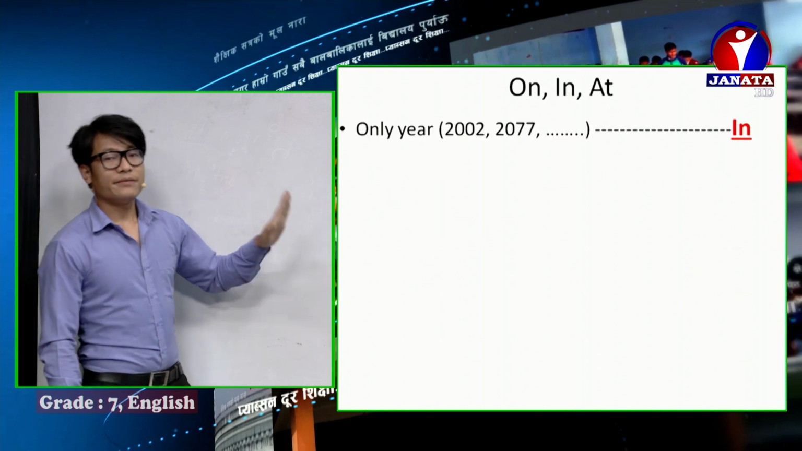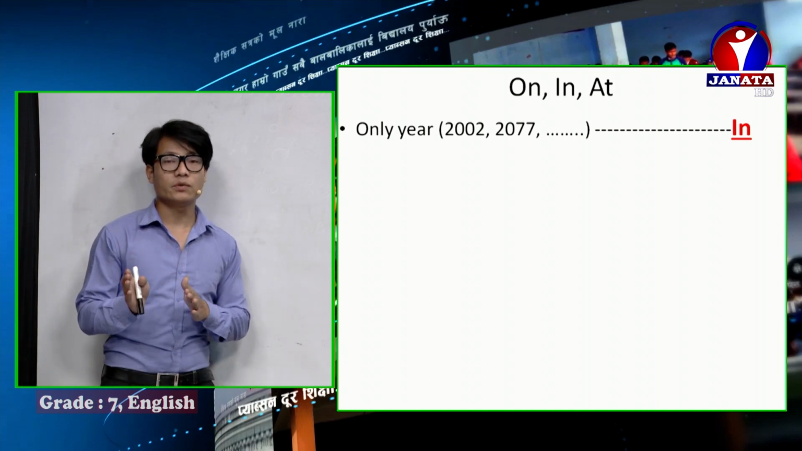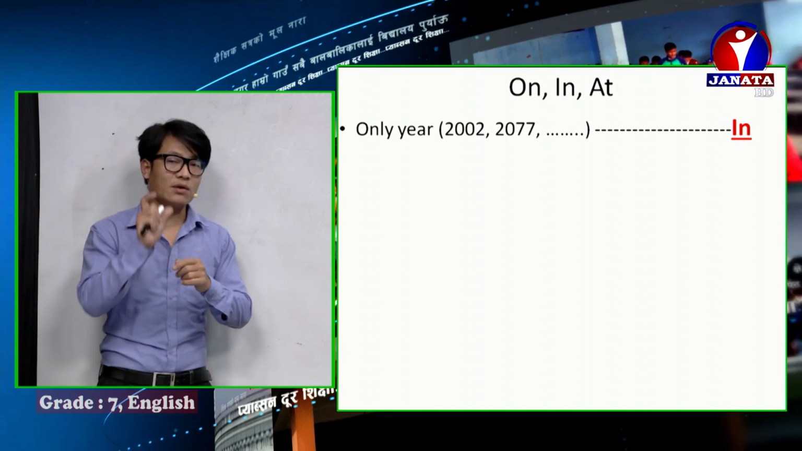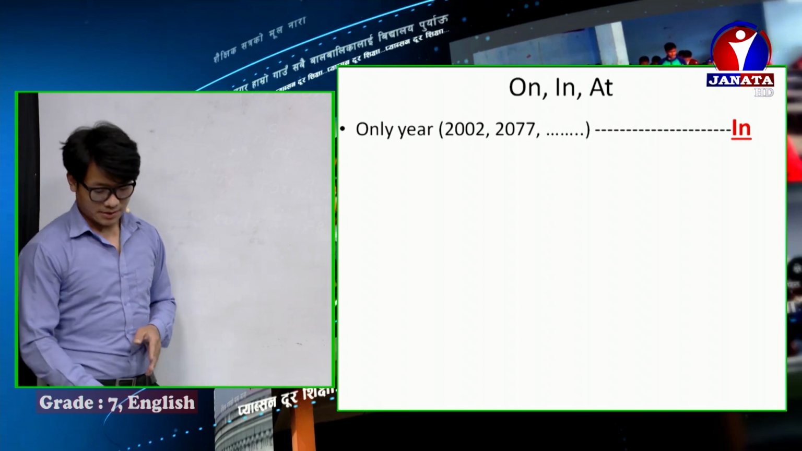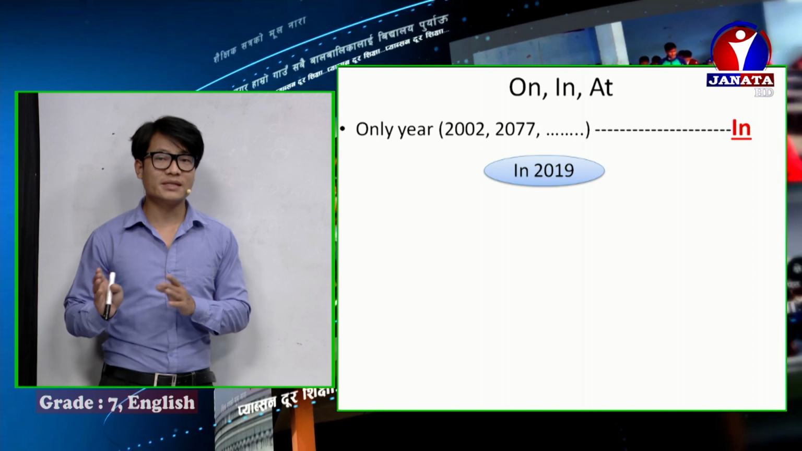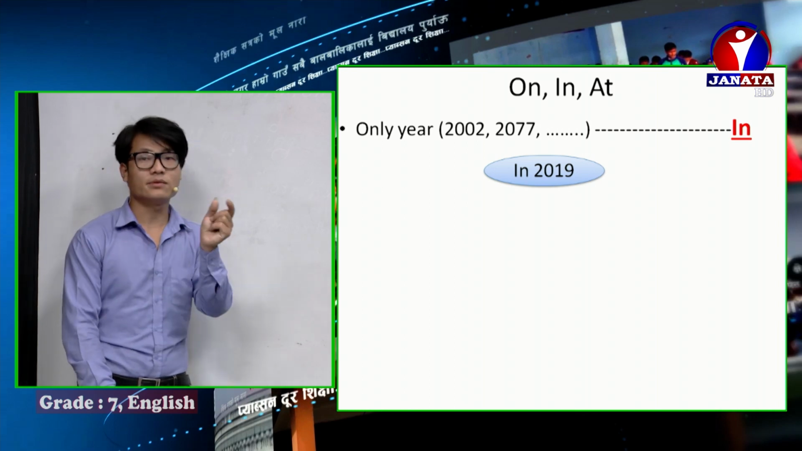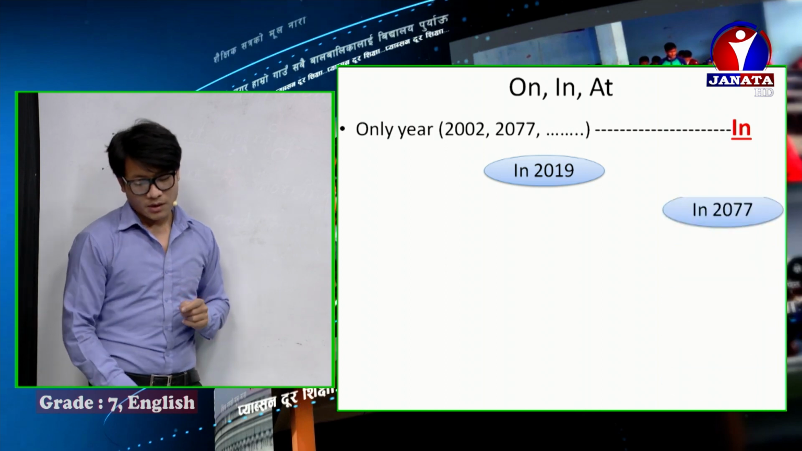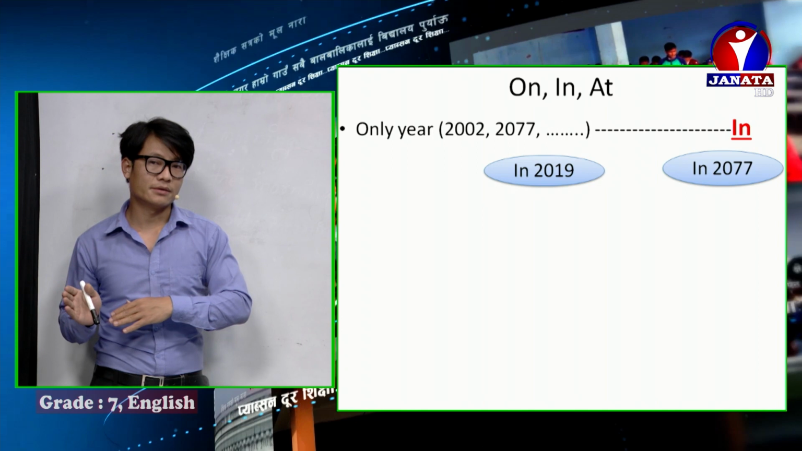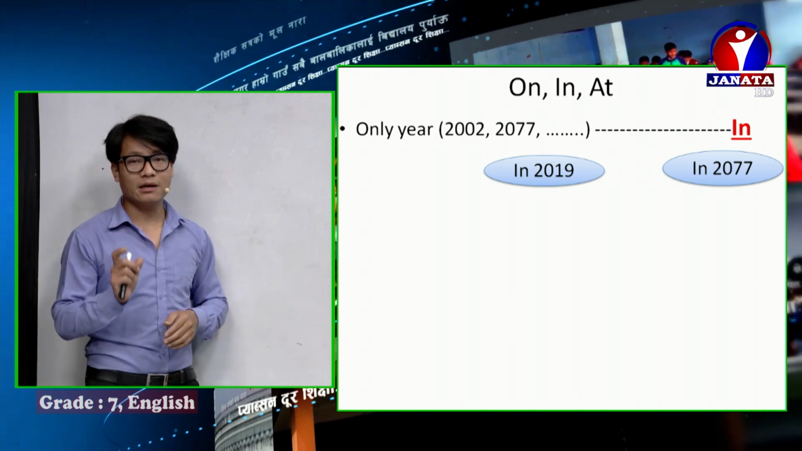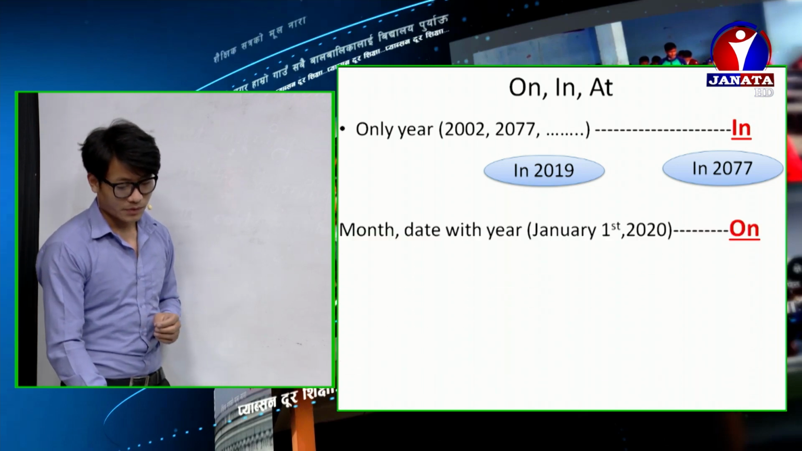Let me show you another. Only year. If there's only a year, for example you can see 2002, 2077, then we use the preposition "in". Example, in 2019. 2019 is only a year. So in 2019, in 2077. Here there is only a year, so we are using "in".